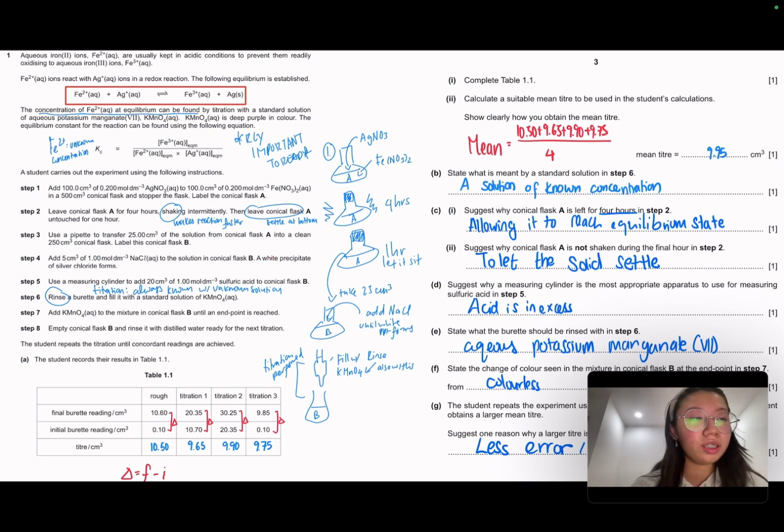So this one is very, very simple. Flashback to AS. We did this a lot, but we did it experimentally instead of having the data given. All you have to do is subtract the final with the initial burette reading and you have the titer. So that is only 1 mark. Very unfortunate. For II, show clearly how you obtain the mean titer. Again, not new to this. To obtain the mean, you add them all together, you find the sum divided by the amount of titers. You have 4 different titers.